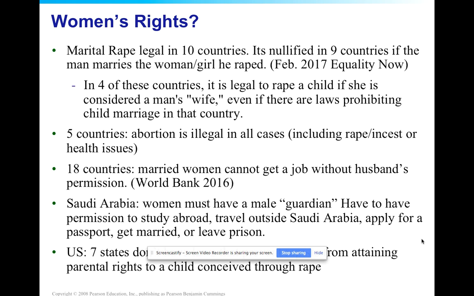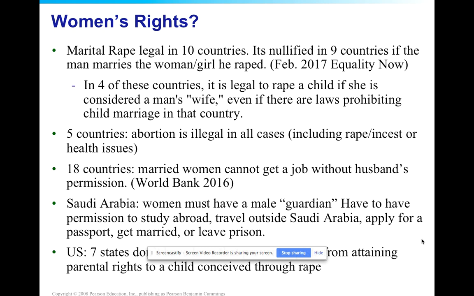In 18 countries, married women cannot get a job without their husband's permission. In Saudi Arabia, women still have to have a guardian. The laws for the guardianship are not quite as strict as they used to be, but a woman still has to have permission from her guardian, who has to be a male, to study abroad, travel outside of Saudi Arabia, apply for a passport, get married, and interestingly enough, leave prison, which is kind of odd.